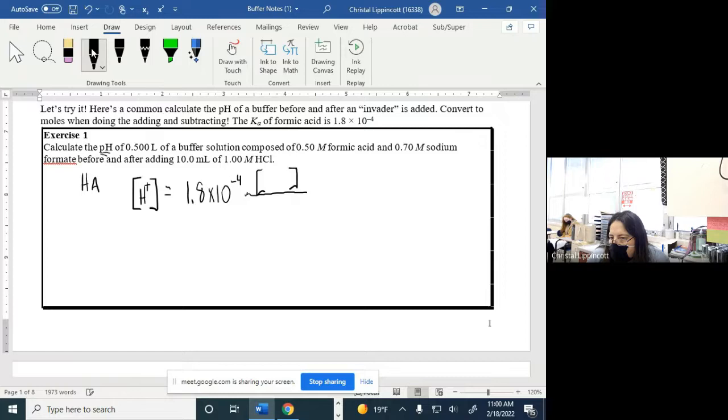Acid goes on top, base goes on bottom. So in my buffer, which one is the acid and which one is the base? It should be fairly obvious. Yeah, the one that says acid, right? So that's 0.5, and this is going to be 0.7. Because this is our formic acid. It's going to be in water. It's going to make H3O.